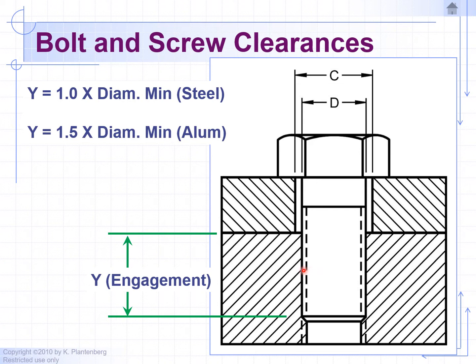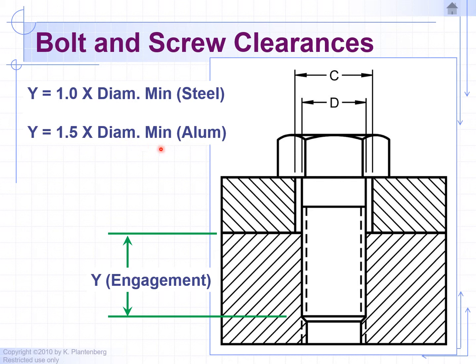So for example, if the diameter of the bolt is a 1 inch maximum diameter, then you want at least 1 inch engagement if this is steel. So minimum 1 inch, and you can go higher than 1 inch. For aluminum, we're going to use Y equals 1.5 times the diameter, the major diameter of the bolt.